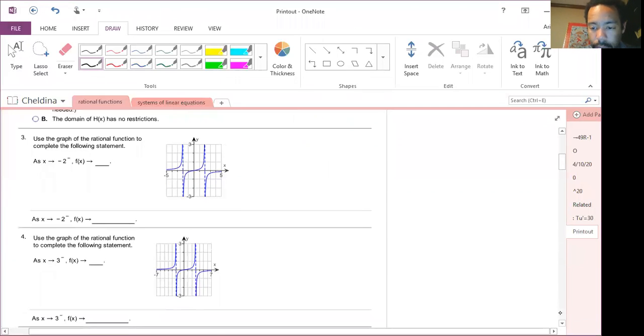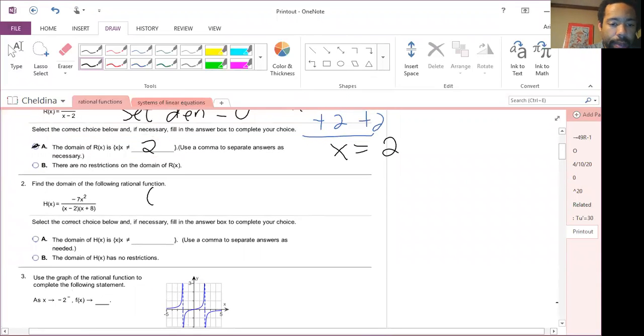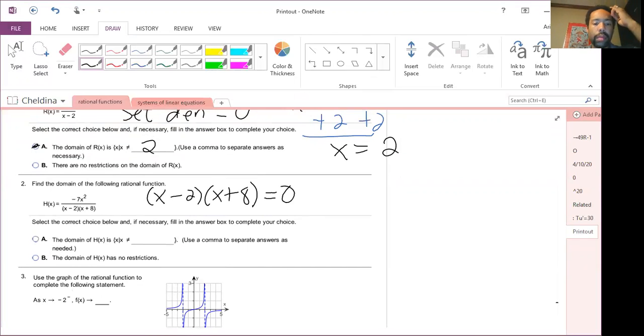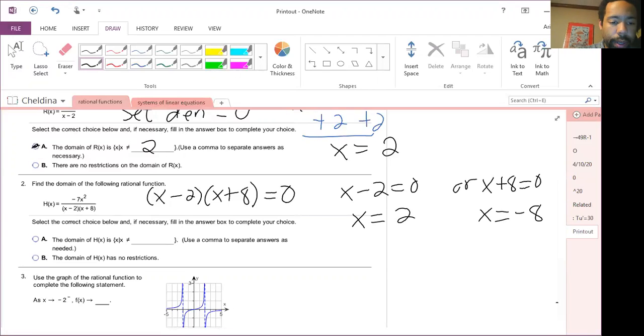We'll do the same thing with the next one. We'll set x minus 2 times x plus 8 equal to 0. Again, this can only be 0 if x minus 2 is equal to 0 or x plus 8 is equal to 0. So the domain is everything except for 2 and negative 8. Subtract 8 on both sides. So you will put 2, comma, negative 8 here.